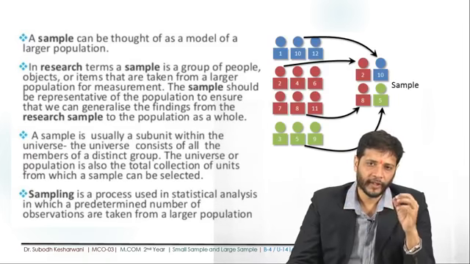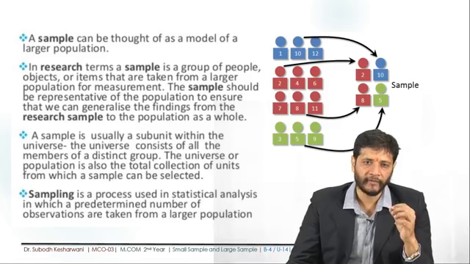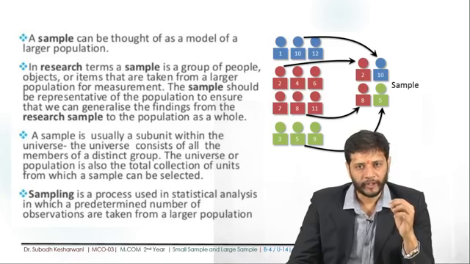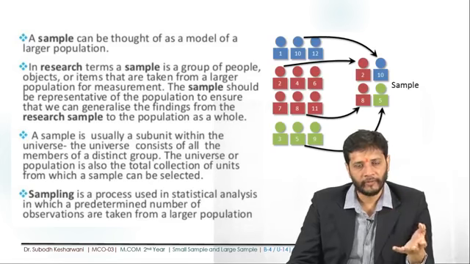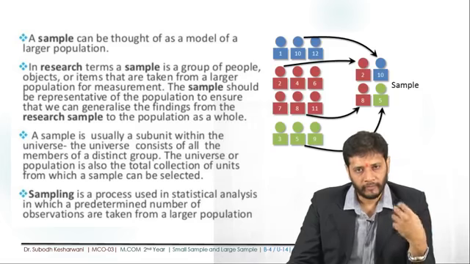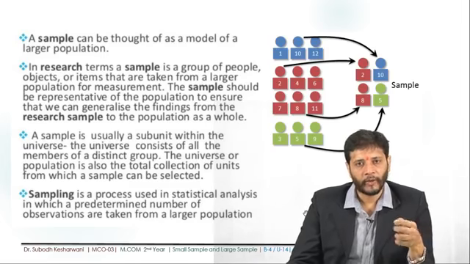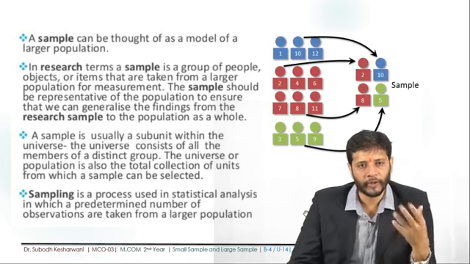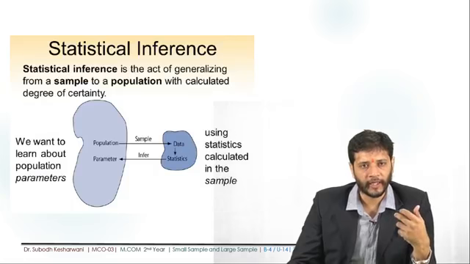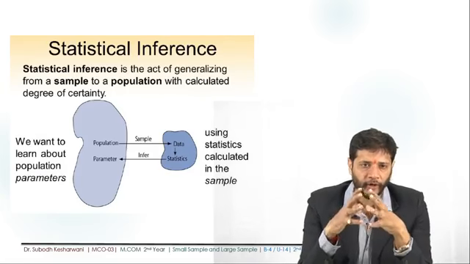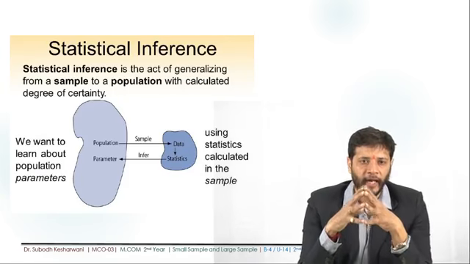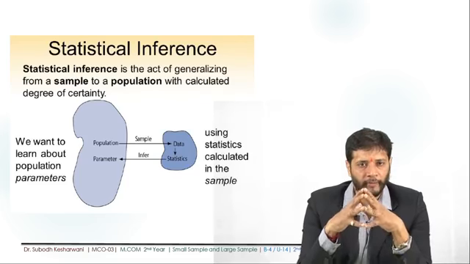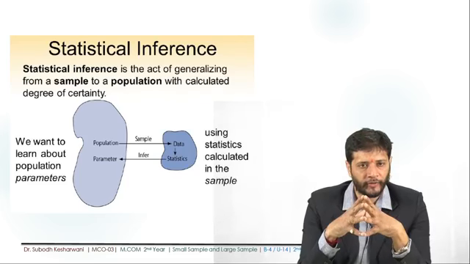And if things are going to be done in that way, I think somewhere you have to follow a style of taking the sampling. That is where the methods of sampling are quite important, because at what time, or what percentage, or in what scenario you are going to take the sample needs to be taken care of. So statistical inference, if you are going to talk about it, is the act of generalizing from a sample to a population with a calculated degree of certainty.